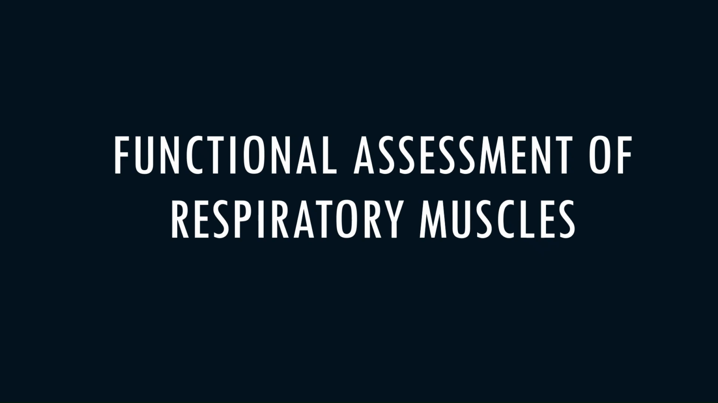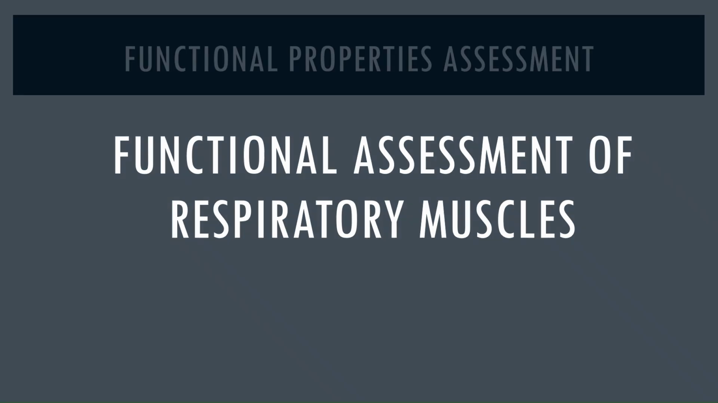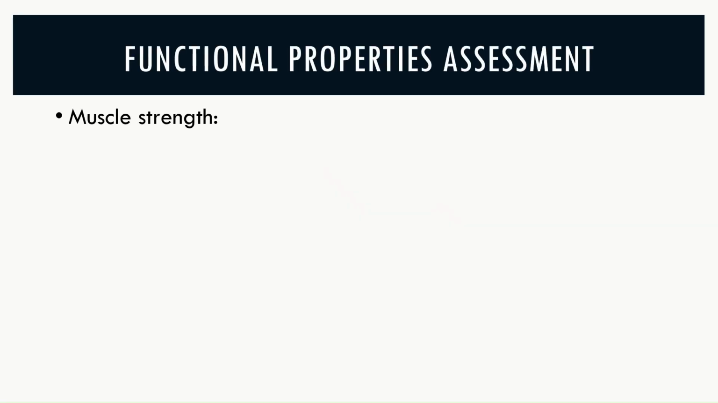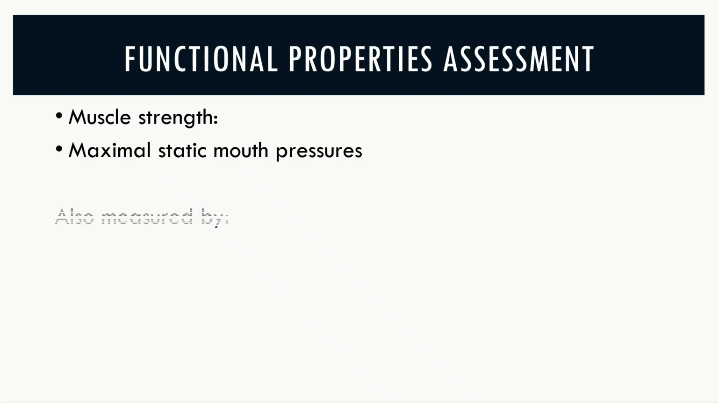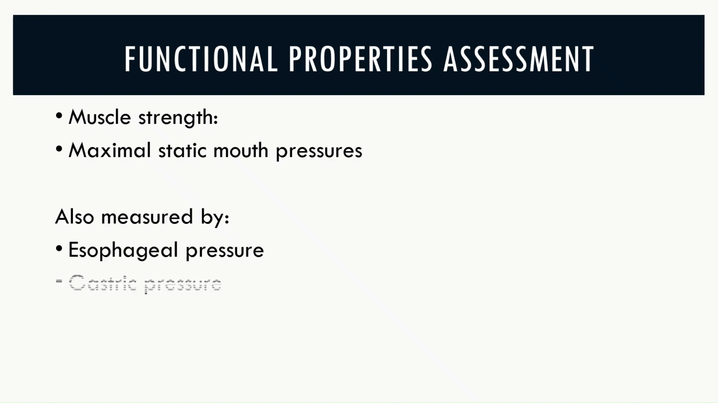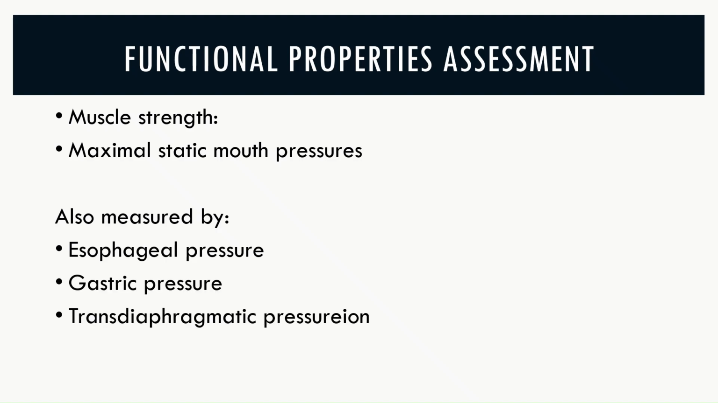So we have covered the structural properties of respiratory muscle. Now in the next part of the lecture, we will cover the functional properties of respiratory muscle. First, functional assessment of respiratory muscles. Respiratory muscle strength is commonly assessed using maximal static pressures at the mouth, MIP, MEP. It can also be evaluated more precisely using esophageal, gastric, and transdiaphragmatic pressures.